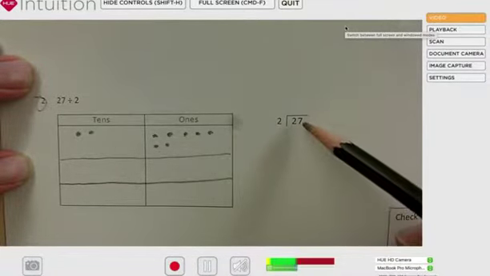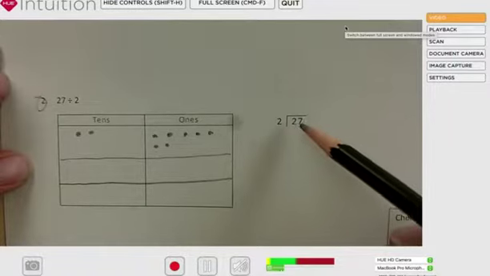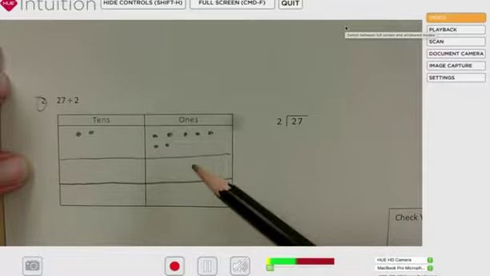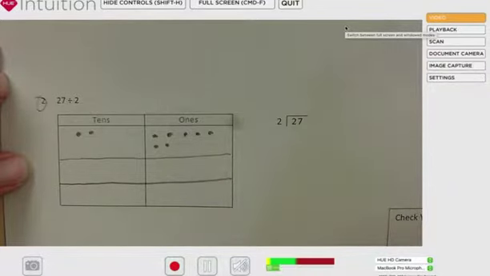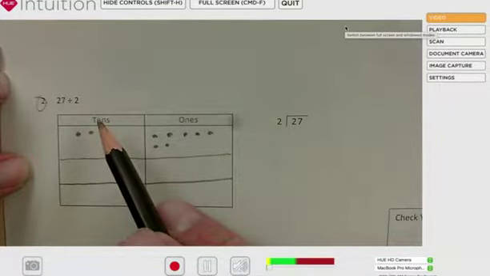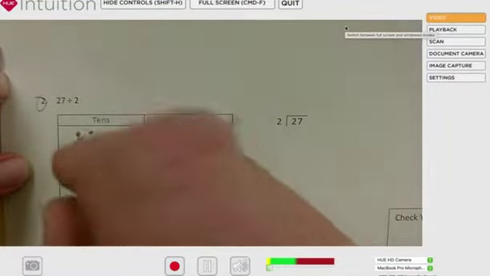27, and by the way, these 27 can be whatever you wish. 27 cookies, 27 Pokemon cards, whatever you wish, put into 2 groups. And they have to have the same amount in each group, okay? Now, we start with the 10s.